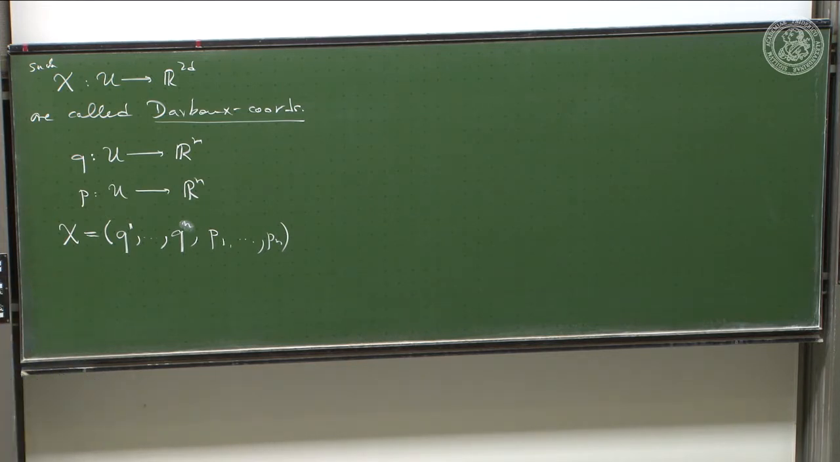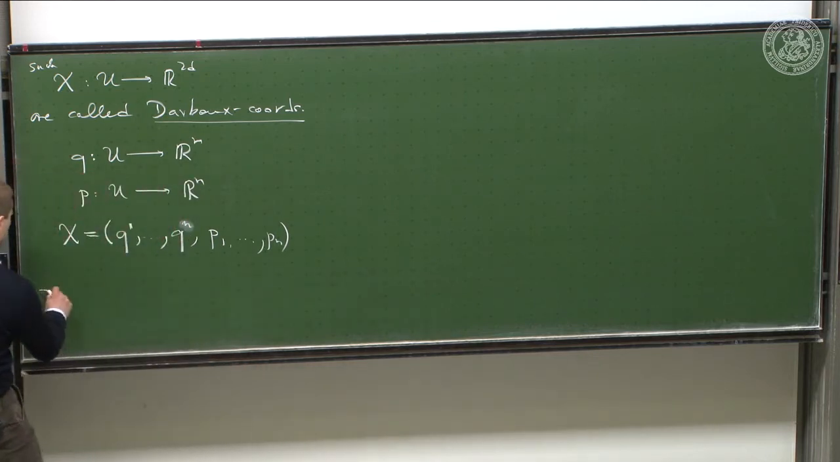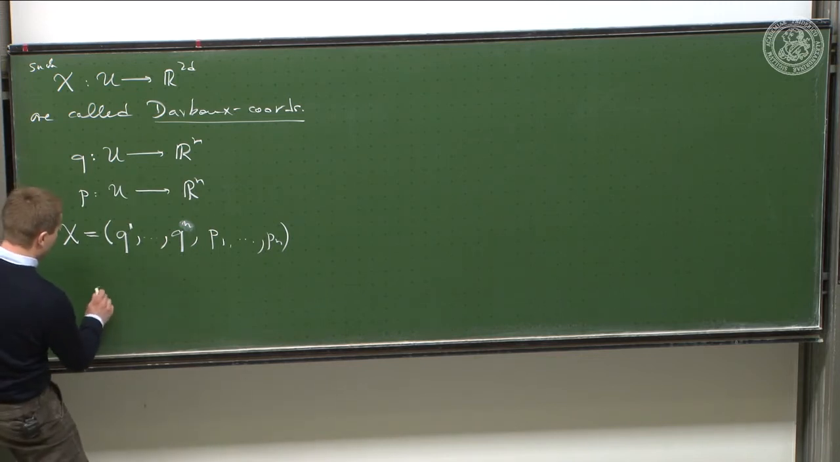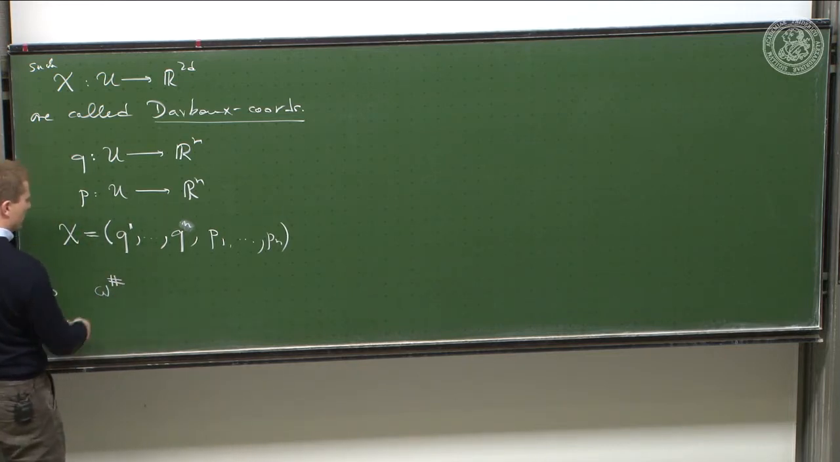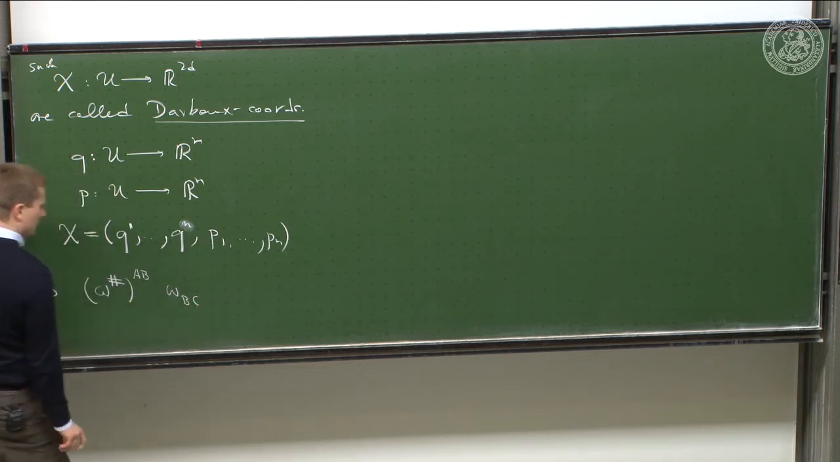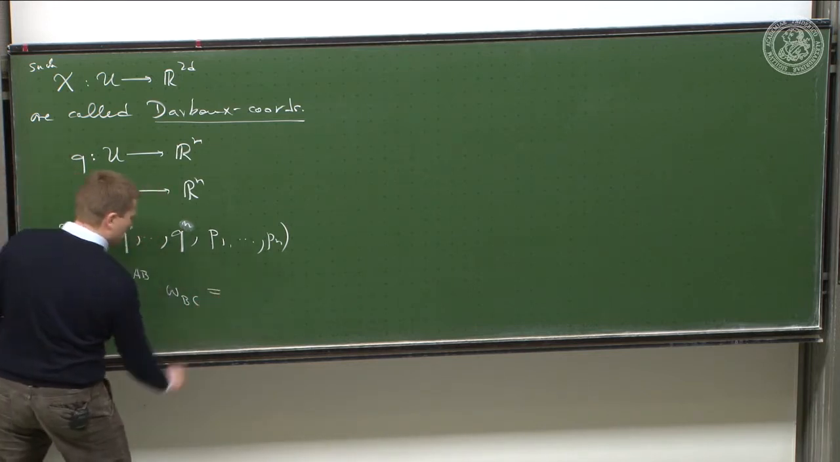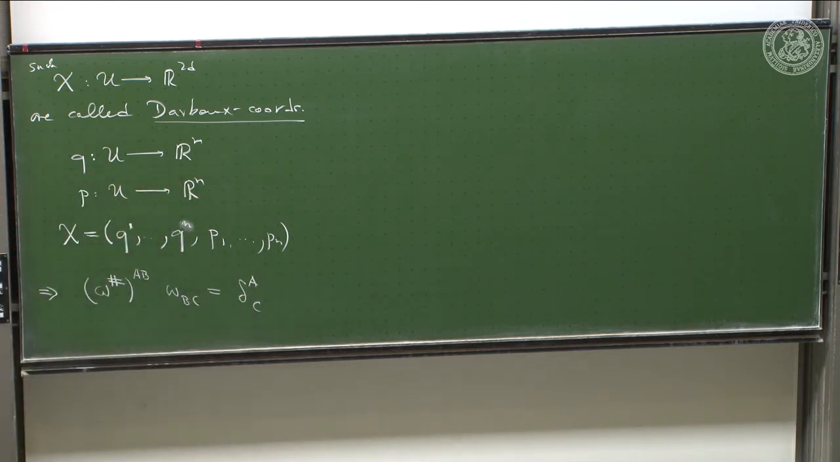So once we did that, we can immediately find that if the omega looks like this, then we can define an omega sharp. It's like the musical symbol. You raise the indices. You do this. It's the inverse. So we define this in Darboux coordinates, such that omega^{AB} omega_{BC} equals delta^A_C. Now, you can do this always.